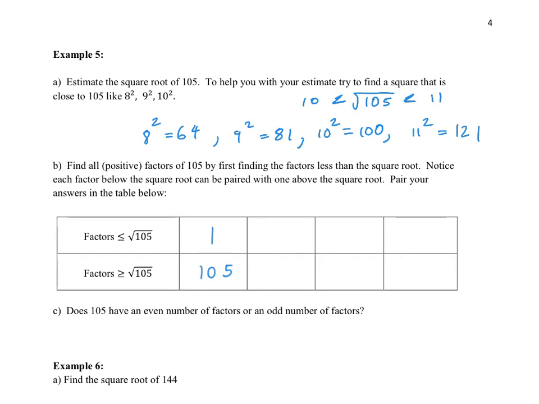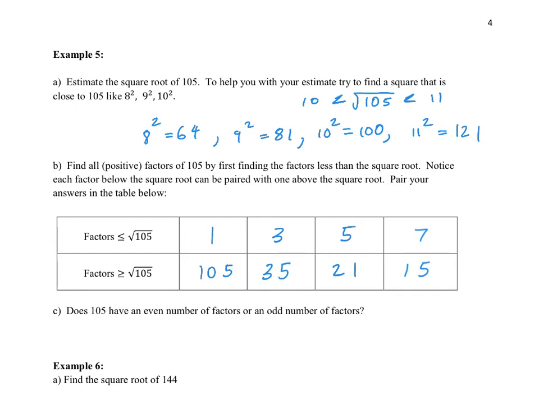Another factor of 105, if we go through, it's not 2 because 105 is an odd number, but 3 is also a factor. If you take 3 multiplied by 35. So we just need to test everything up to 10. So 4, that doesn't work because 105 is odd. 5 times 21 is 105. And then if we keep testing, 6, it's not a factor. We test out 7, and we do get a factor, so 7 and 15. Testing 8, 9, and 10 do not produce factors.